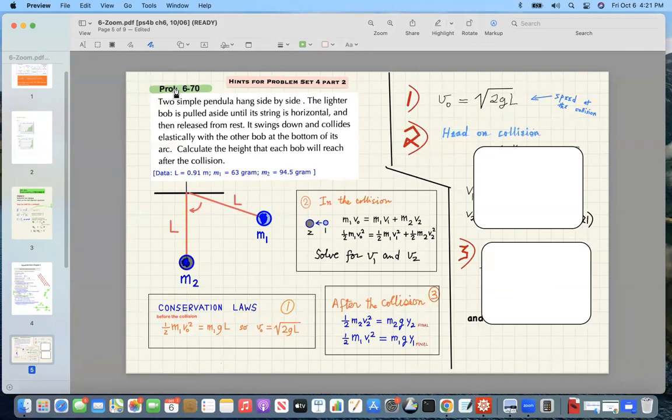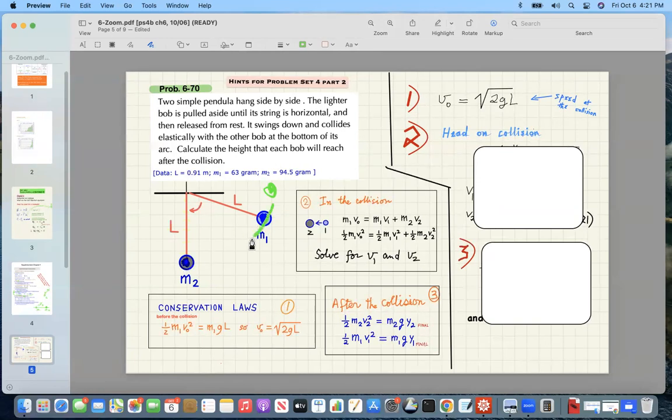So here's problem number 70 in chapter 6. 2 pendulums hang side by side. One mass, M1, is pulled aside until the string is horizontal up here. Then it's released, it swings down and undergoes a collision with the second bob.